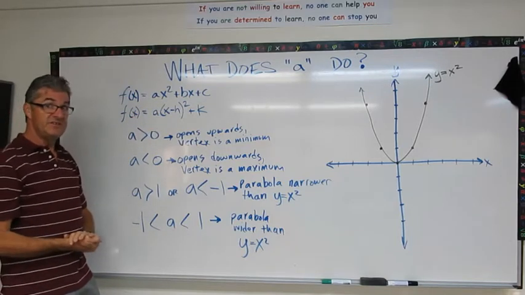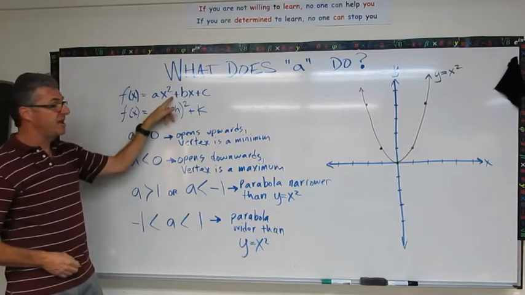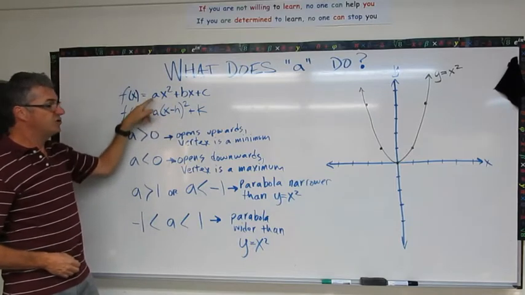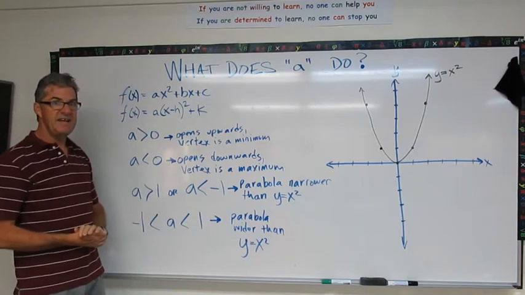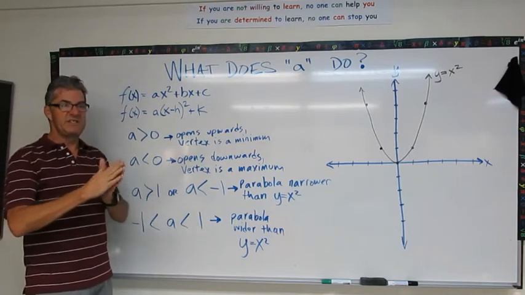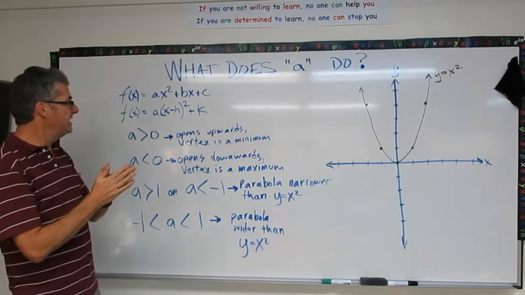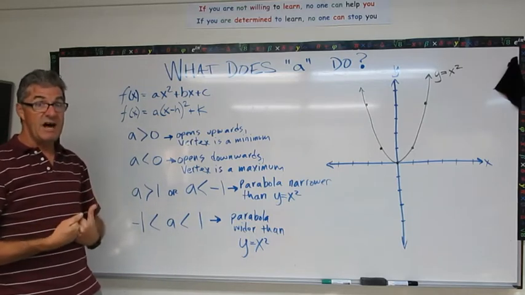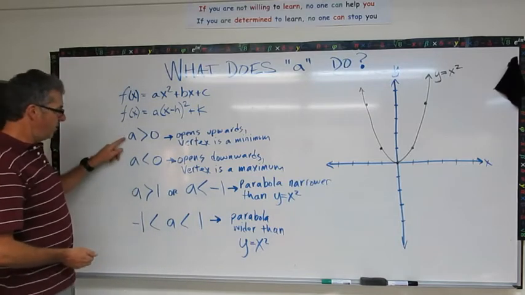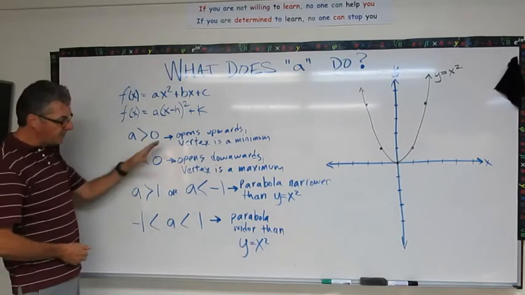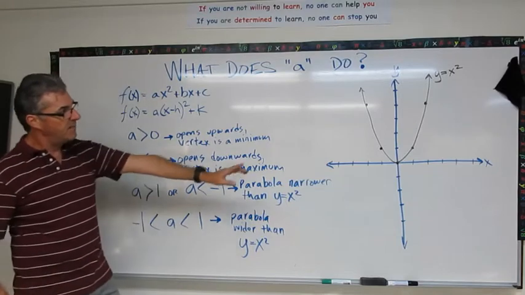Okay? So this is a check. If you're converting from standard to vertex form, your a's should be the same when you're done. Okay, so let's take a look at what a does. In some ways, it is the most powerful coefficient in the quadratic function because it determines a lot of things, mainly the shape of the parabola. So I've got four conditions here to talk about. I'm going to explain what these things mean.